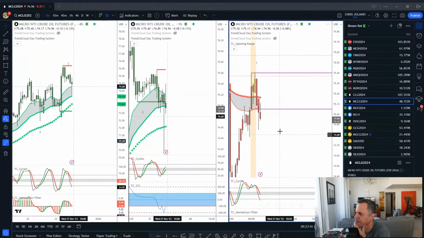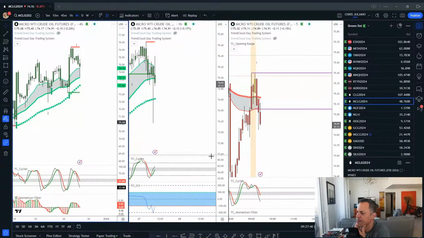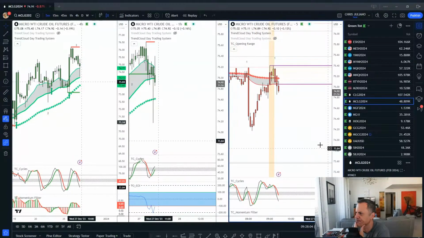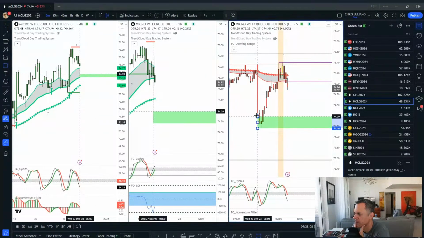Get rid of all that. So we're breaking out to the downside on crude oil. And that makes sense because look at all of the downward signals we're getting. Cycling down, momentum is down. Momentum is down on the middle time frame, and we're cycling down on that 5-minute chart. Well, where is this thing heading to? Very possibly heading right to here, right?